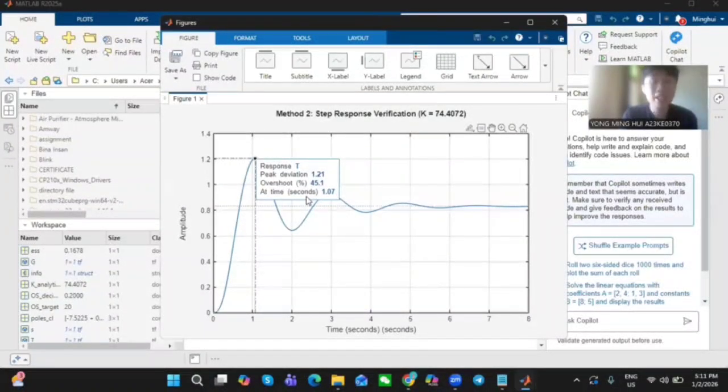So why does it happen? This happens because the plant is third order, and the second order approximation does not accurately represent the full system dynamics. So the overshoot varies very differently. It is a very big difference. So this is for method 2.